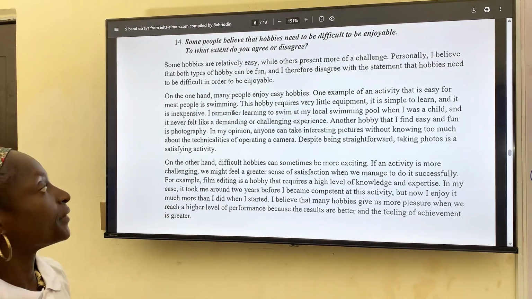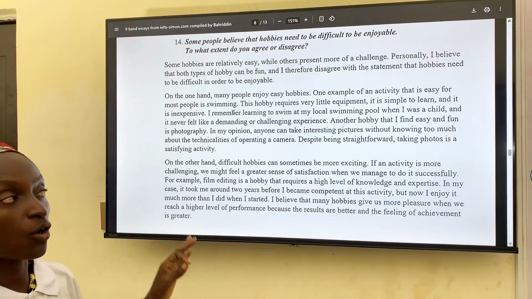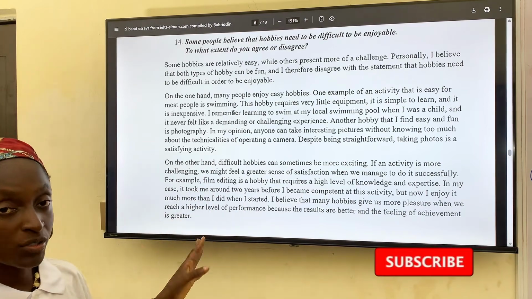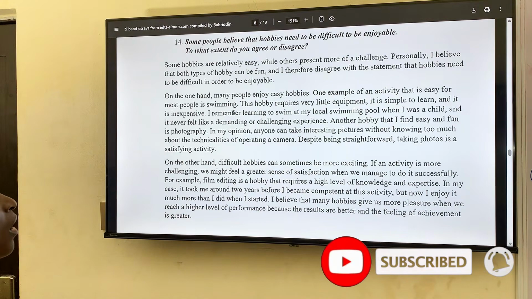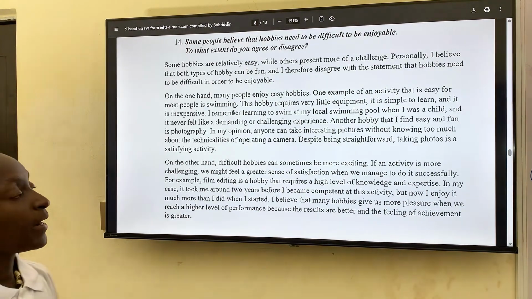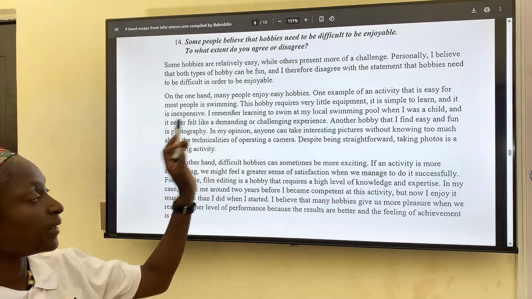We disagree. So now we'll move on to our body paragraph, which is going to be the second paragraph of the essay, but the first body or content paragraph. So let's move on. On one hand, many people enjoy easy hobbies. One example of an activity that is easy for most people is swimming.